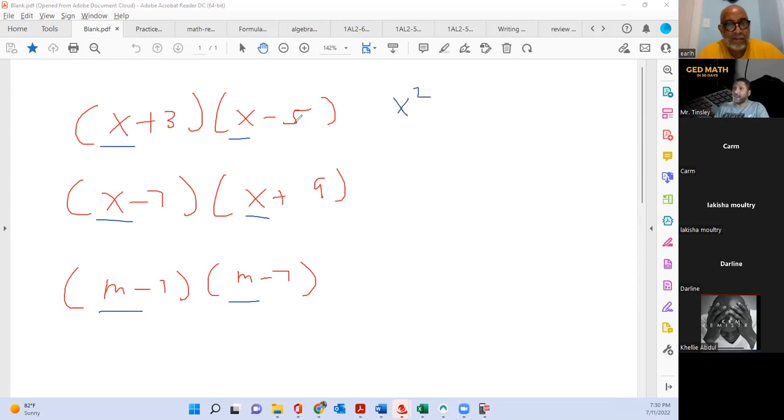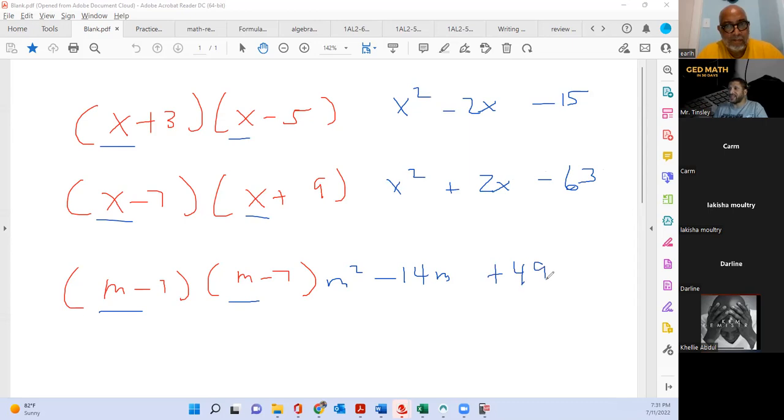X squared: minus 5 plus 3 is minus 2. Minus 5 times 3 is minus 15. X squared: 9 minus 7 is 2. 9 times minus 7 is minus 63. M squared: minus 7 and minus 7 is minus 14. Negative 7 times negative 7 is plus 49.